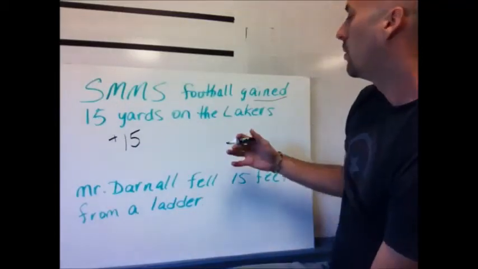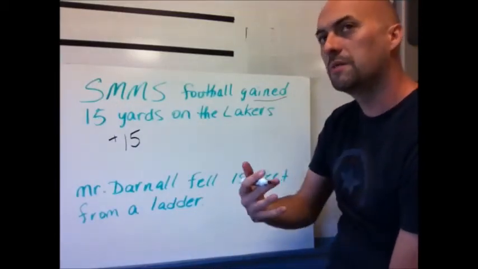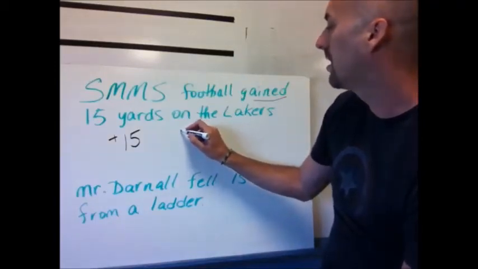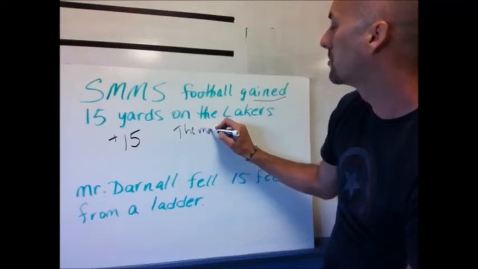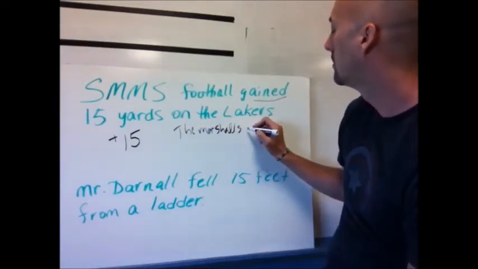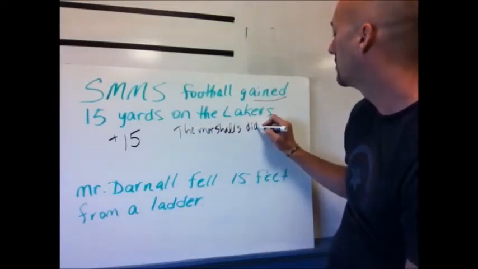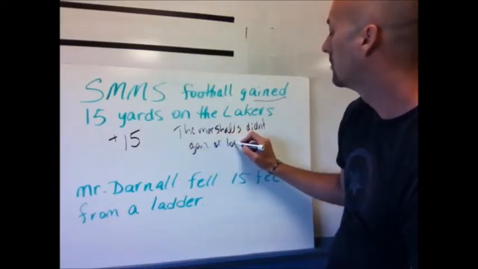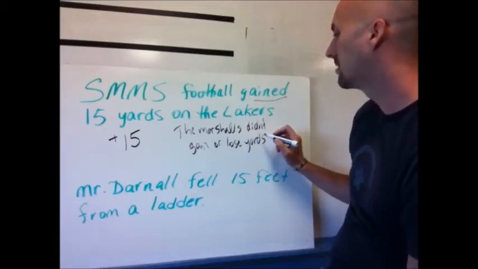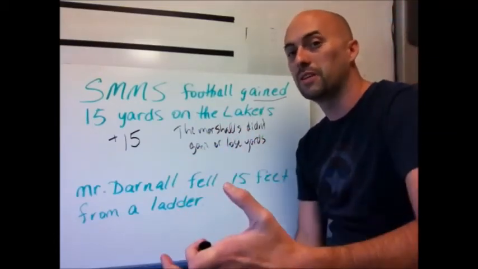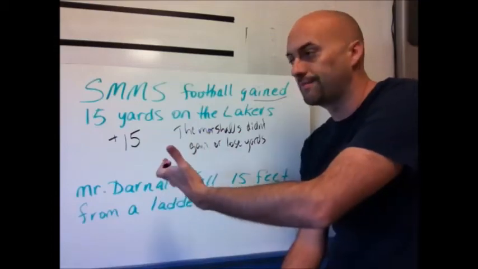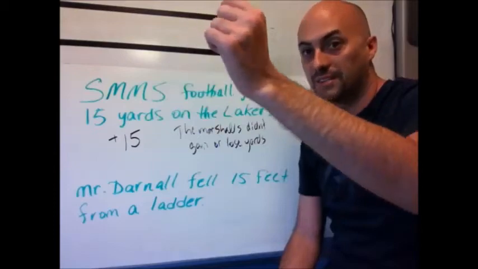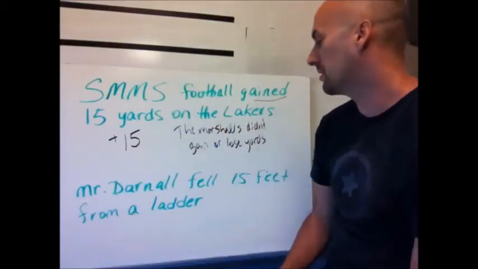Okay, now what would 0 represent? Well, think about no change. Okay, so 0 would represent the Marshalls didn't gain or lose yards. They stayed right where they were. Now we don't know where they were. They might have been at 0, okay? But they might have been on the 50-yard line. But they stayed on the 50-yard line, and that's what 0 would represent.